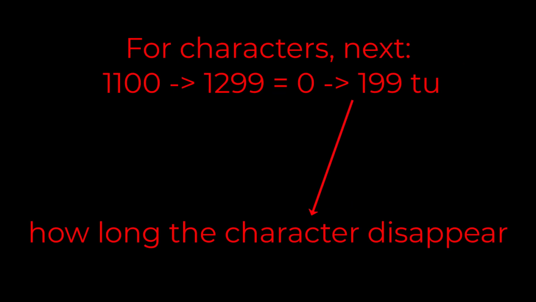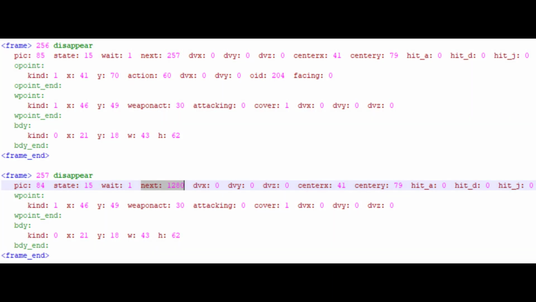If you deal with characters, next 1100 to 1299 have a special meaning. They represent how long a character is hidden. 1100 to 1299 is relative to 0 to 199 TU. Take a look at Rudolph's disappear skill. At frame 257, it has next 1280, which will make Rudolph invisible for 180 TU. After that time, you can see him again.